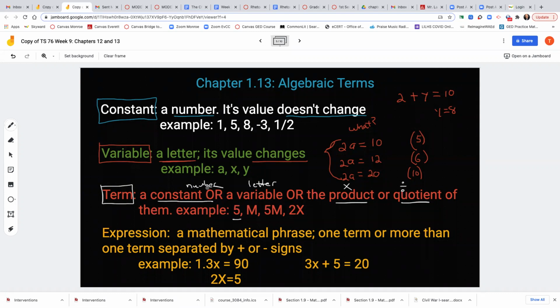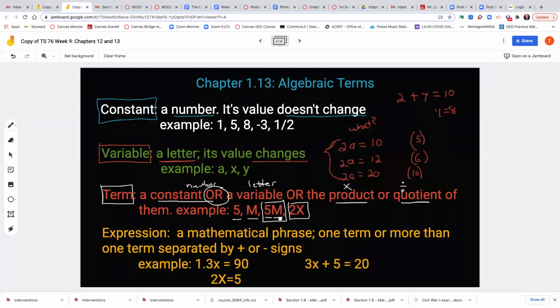Or, you see how I capitalized "or" here, which means it can be that, or it could be a variable, a letter. There's a letter. That's a term. It's one term. And then it says, or the product of them. So now I've got a constant times a variable. That means it's the product of them. That right there is now a term, okay? Or 2x. There's a constant times a variable. That is a term, okay?